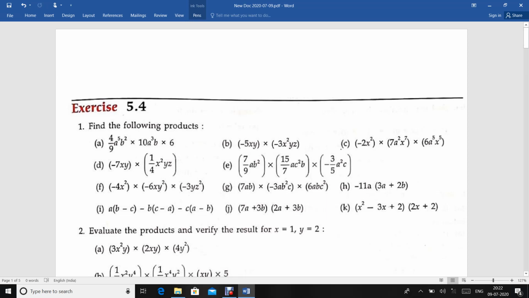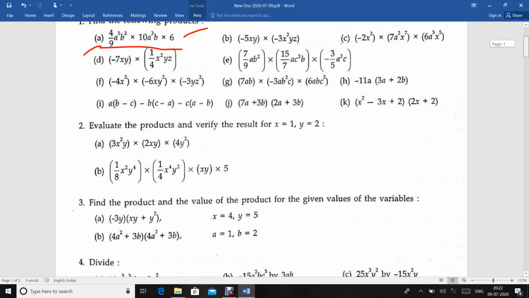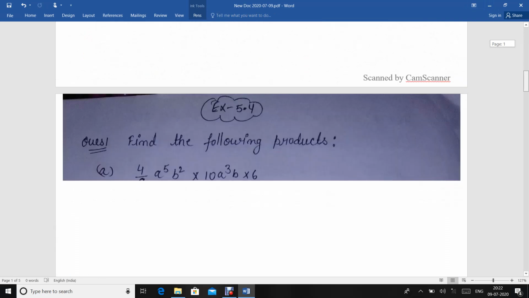So let us start. Here is exercise 5.4. In exercise 5.4, the first question is find the following products. Products means multiplication, and the first part is 4 upon 9 a raised to power 5 b raised to power 2 multiply by 10 a raised to power 3 b multiply by 6. As you can see here, in all these terms there are numeric coefficients. So first of all, you have to collect all the numeric coefficients and separate all the variables.